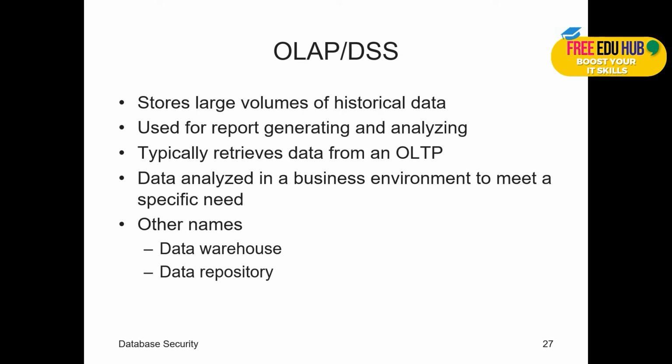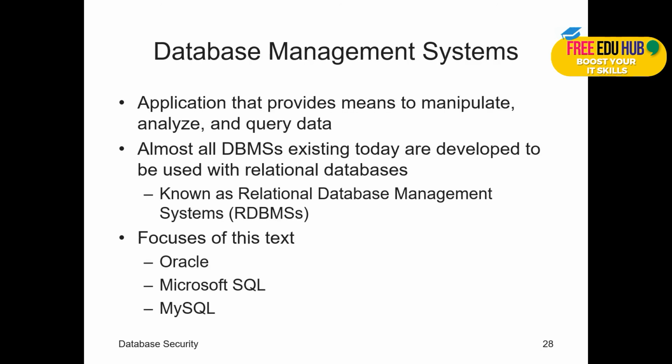Now, a decision support system stores a large volume of historical data used to report, generate, and analyze, and typically retrieves the data from the OLTP. The data is analyzed in a business environment to meet specific needs, for example, data warehousing and data repository.